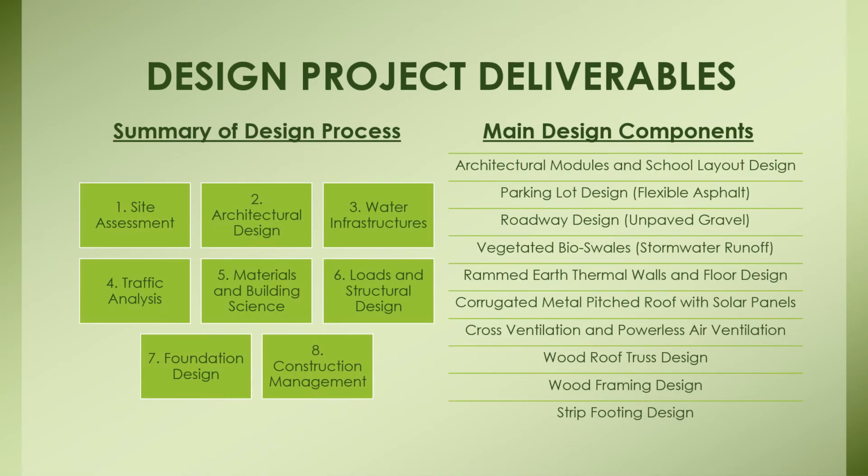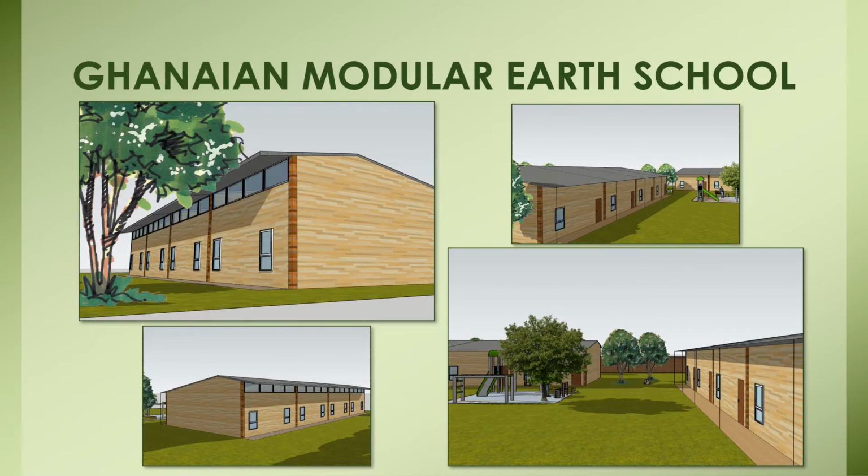The comprehensive design for the Ghanaian Modular Earth School was split into 8 chapters addressing 10 main design deliverables, which are architectural modules in a school layout, a flexible asphalt pavement parking lot, an unpaved gravel roadway design, vegetated bioswales for stormwater runoff management, rammed earth walls and floors, corrugated metal pitched roofs with solar panels, cross ventilation and powerless air ventilation technology, a wood roof truss design, a wood framing design, and finally a strip footing design. 3D models of certain sections of the school were produced and can be seen here.